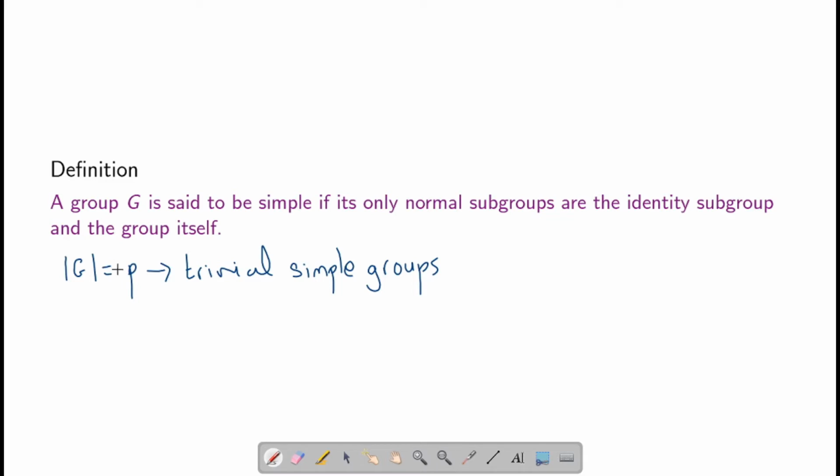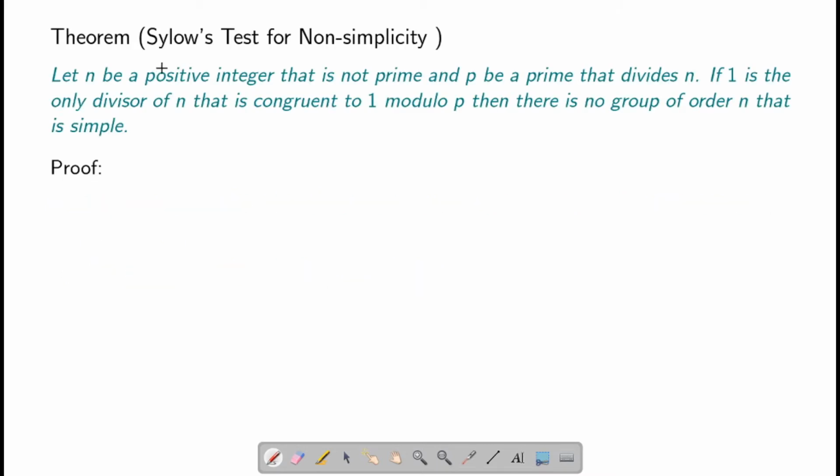Now we will be interested in what the possible orders of a simple group are. Okay, this is our interest. So let us look at one test which will help us to determine the possible orders of simple groups. If n is a positive integer that is not prime and p is a prime divisor of n, and if 1 is the only divisor of n that is congruent to 1 modulo p, then there is no group of order n that is simple.